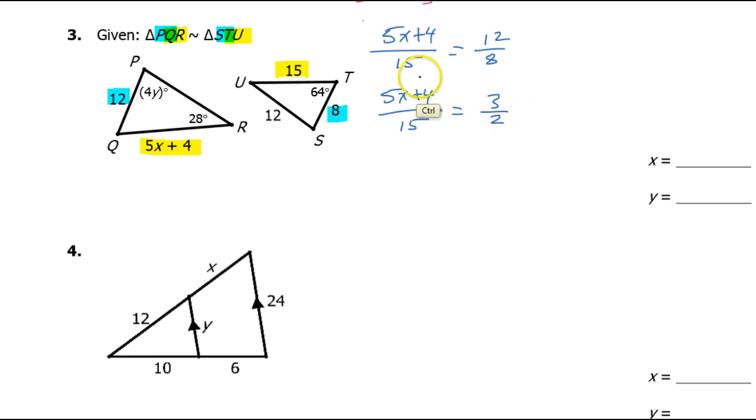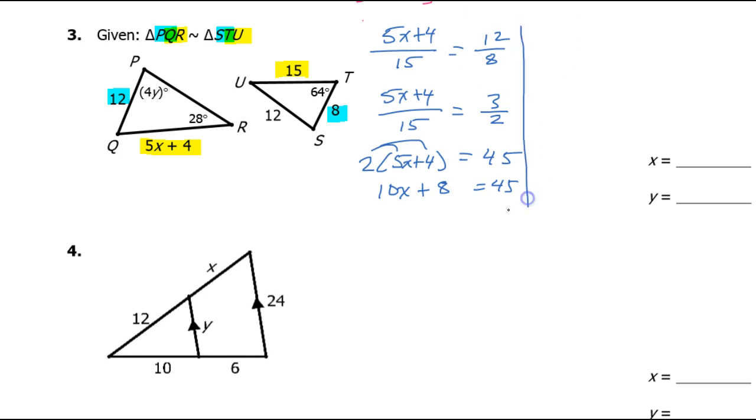So if I multiply this diagonal, then that means 2 times 5x plus 4. 3 times 15 is 45. Distributive property now gives me 10x plus 8 is equal to 45. Alright, I'm running out of space here, so I'm going to make a new column. If I subtract 8 from both sides, that's going to be 37, so I'll have 10x is equal to 37.